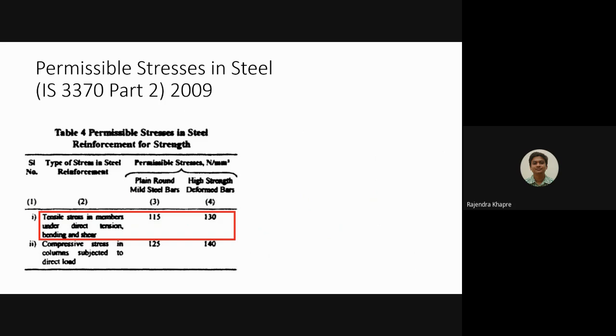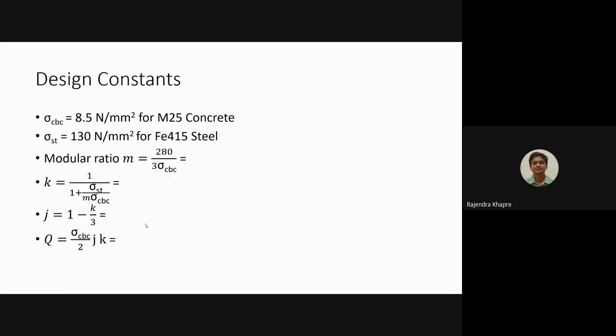And as per this table, this is your sigma st value. So sigma st value for high strength deformed bars, that is HYSD bars, is nothing but 130. So this is sigma st. Okay, and this value is the sigma st value for the mild steel bars. Okay, so using these values, now we have to find out the design constants, and these design constants will be used for the further calculation part. Okay, I hope this is clear to everybody. Okay, fine. So let us continue.